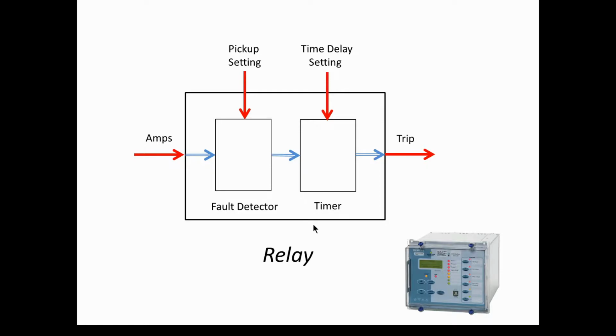device called a relay. And you can see here down at the bottom right, I've got an image of a typical relay. And it's basically an electronic device that performs a function. And the function is to detect if the current, the electrical current in a circuit exceeds a certain value. And if it does, it starts a timer. And if the current doesn't go back to normal by the time the timer times out, it will open a circuit breaker to disconnect the circuit and disconnect the overload or short circuit or whatever's causing the increase in current.